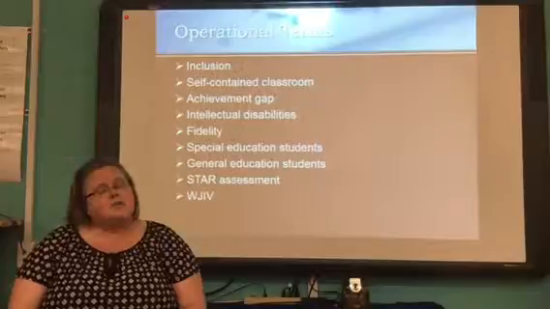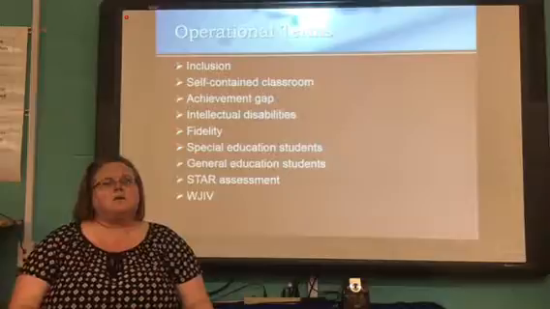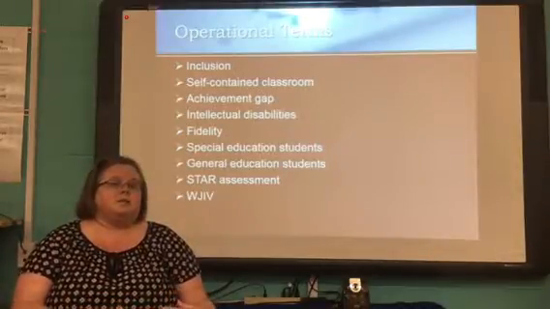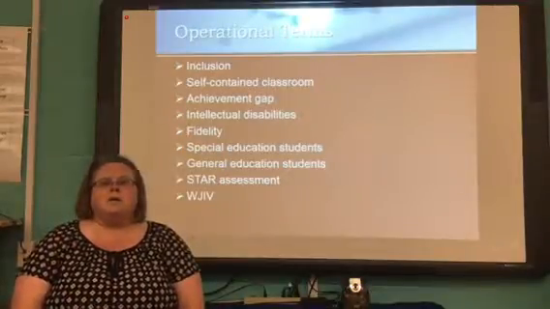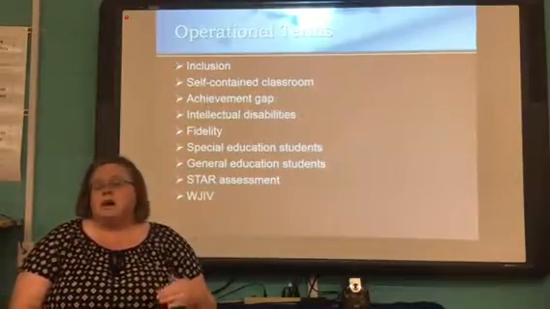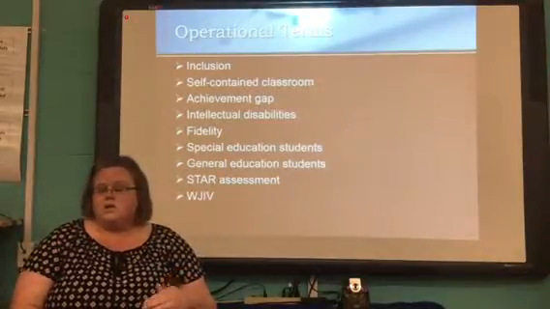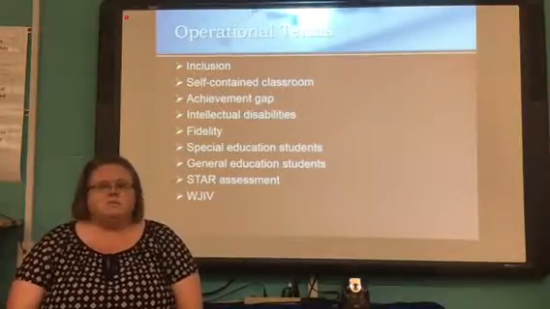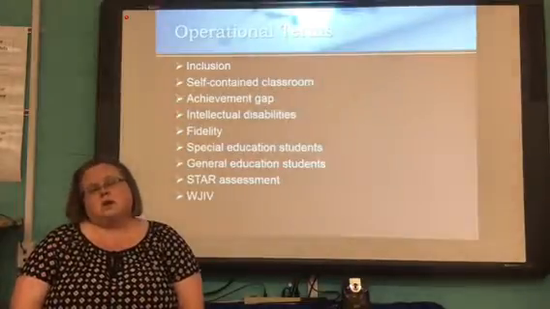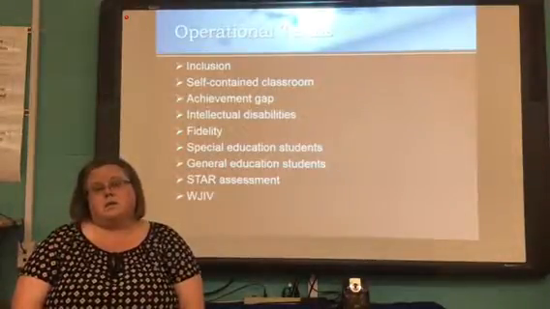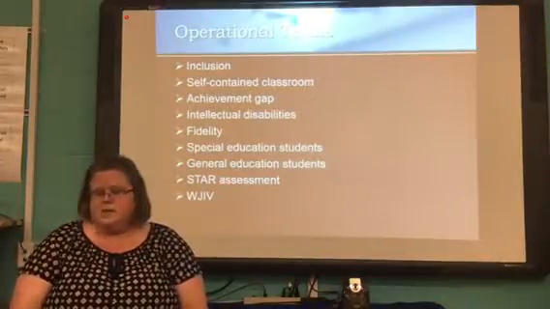A self-contained classroom would be where students who have been identified are segregated and they get their education in a segregated classroom. The achievement gap is the difference between where a child is supposed to be at a certain time in their grade level versus where they are. Intellectual disabilities is basically talking about their IQ. They may have a low IQ that interferes in their ability to access information and retain information.